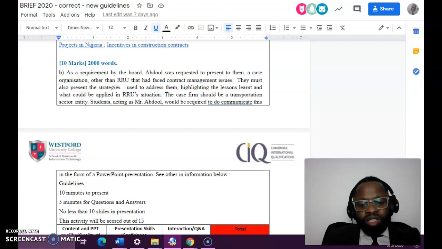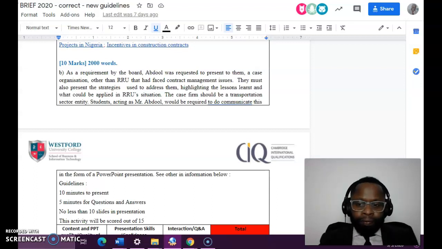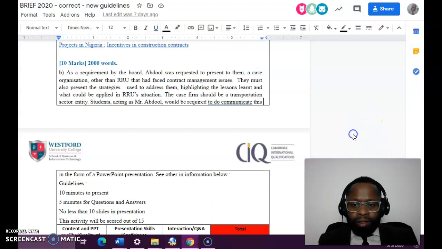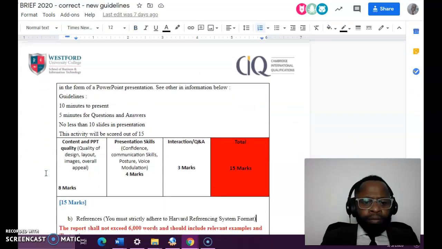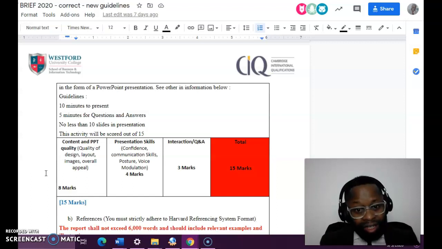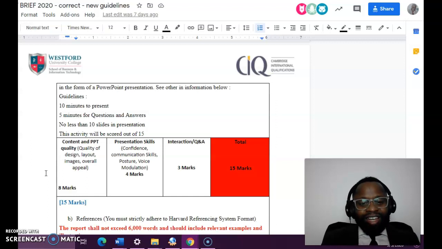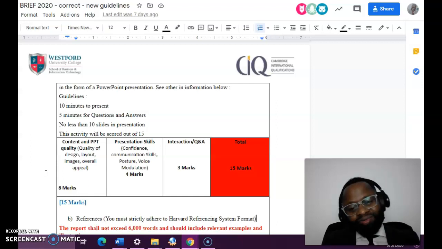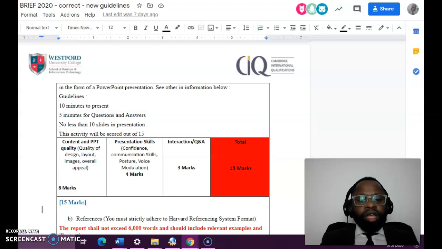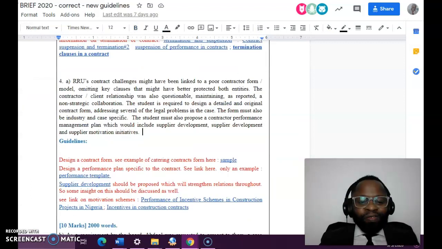The activity will be scored out of 15, all right? So you're seeing that. All right, so content and PPT quality of design, layout, images, overall appeal. Presentation skills, confidence, communication skills, posture. Well, this wouldn't apply. I'm not seeing you. All right. Voice modulation. We can waiver that. Right. Interaction is important. Your interaction with myself.